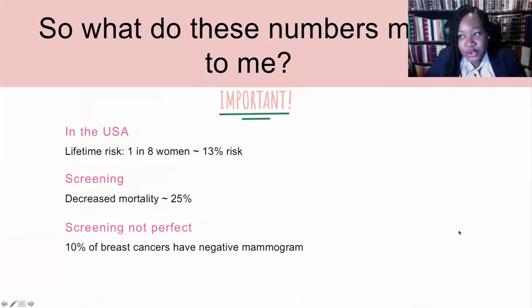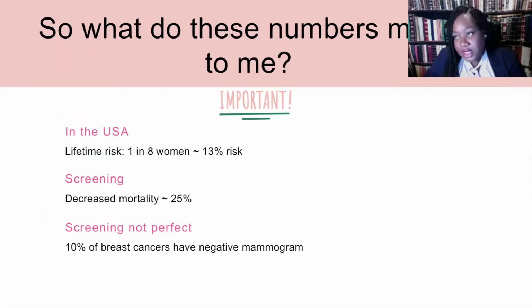So, all right, I showed you guys a bunch of graphs, showed you some pretty colors, and showed you a lot of data. So, what does this actually mean, right? How do you actually take this data and translate it into what it means for you? So, your lifetime risk is 1 in 8. That means 1 in 8 women is going to develop breast cancer in their lifetime. Okay. That's a 12.5. If you round it up, that's a 13% risk.